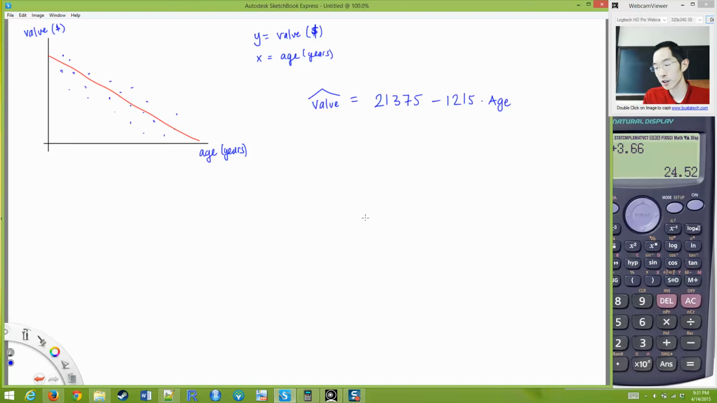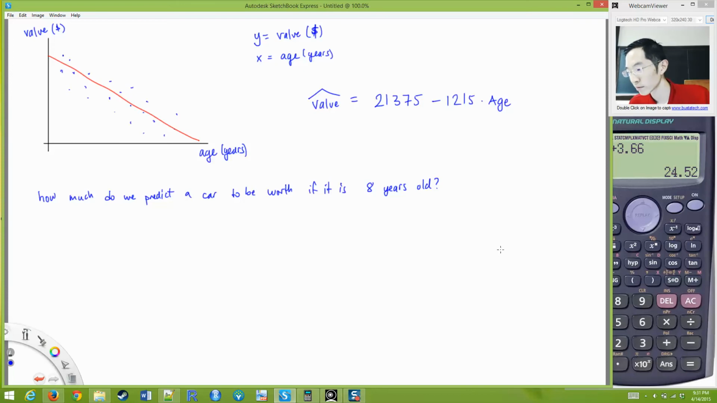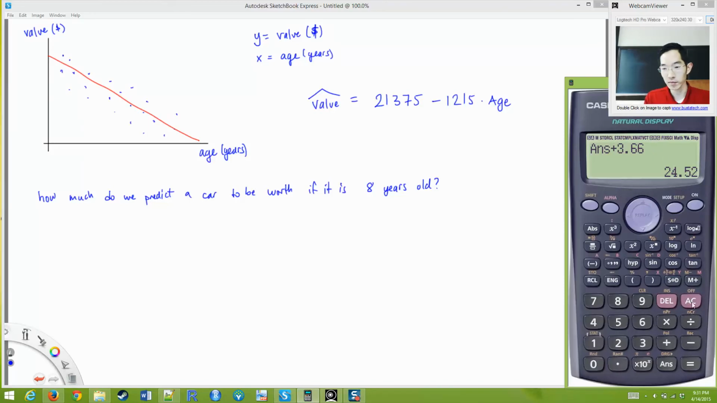Let's just try something out. How much do we predict a car to be worth if it is 8 years old, using this equation here? Take a moment to calculate this out.